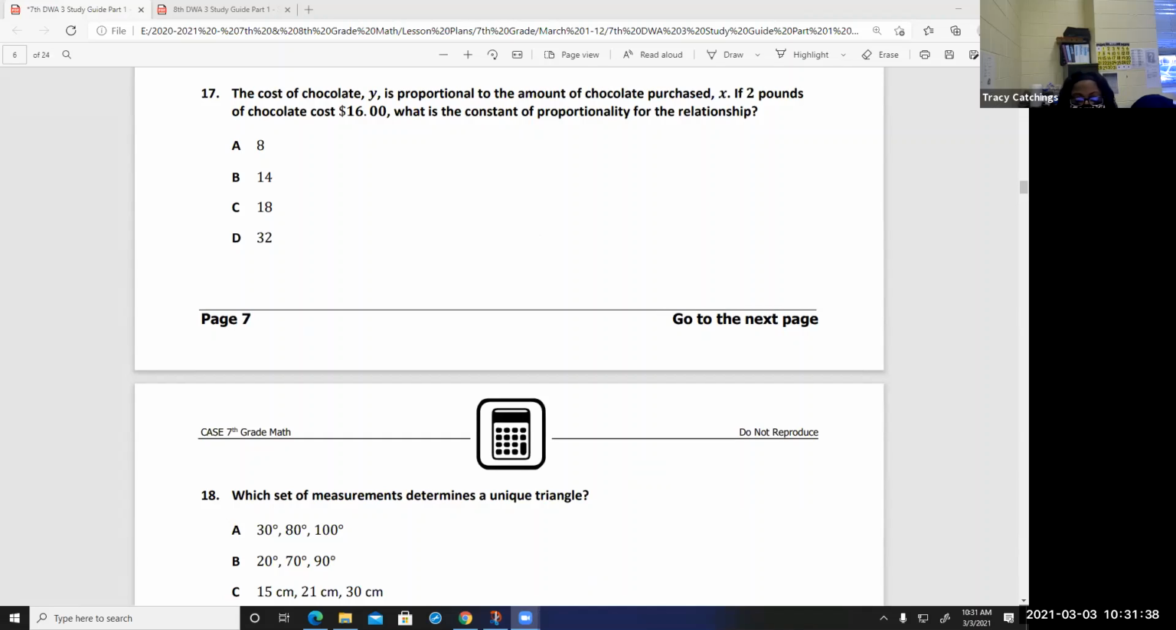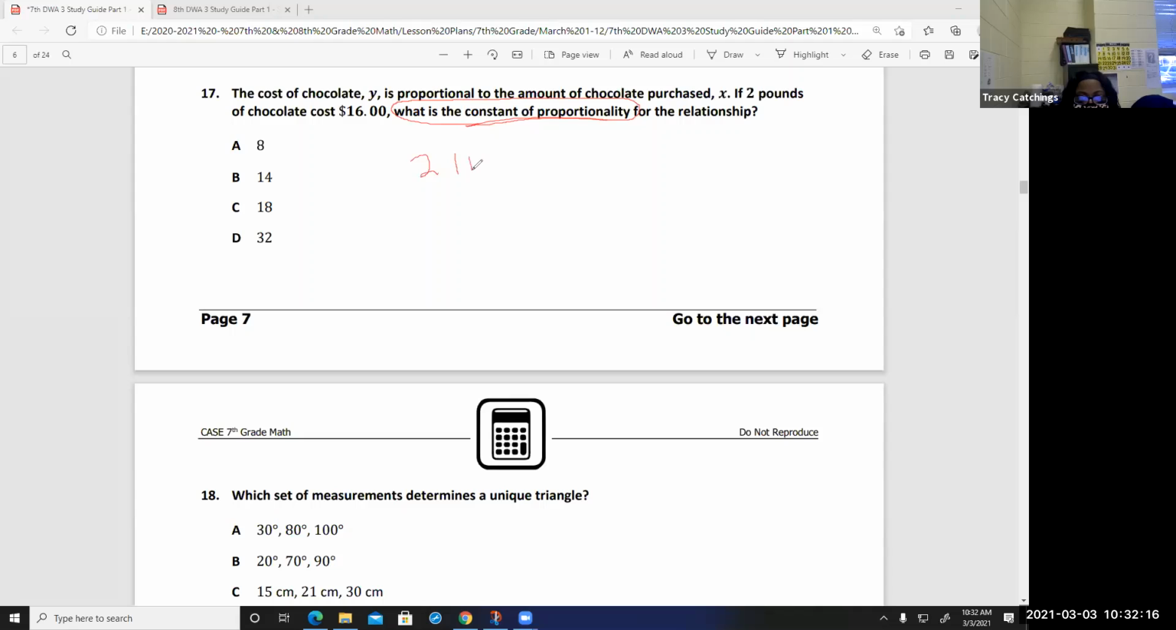All right, 17. The amount of chocolate y is proportional to the amount of chocolate purchased. Two pounds of chocolate cost $16. What is the constant of proportionality? Constant of proportionality. Anybody remember what we do? What's it called? How we maneuver?